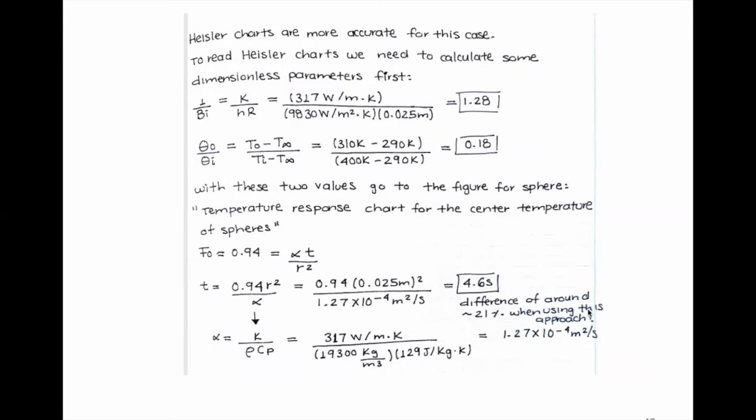That is a difference of around 21% when using this approach. So if we compare the value with the lumped heat capacity approach and here the temperature response chart, our answer differs by 21%. So again, this can help us to see that the lumped heat capacity approach is a very simple approach, right? That can help us to provide reasonable answers.